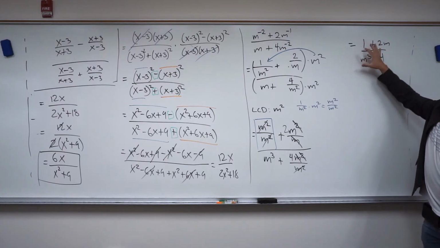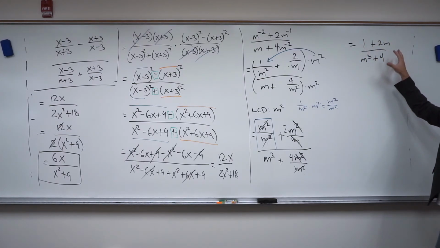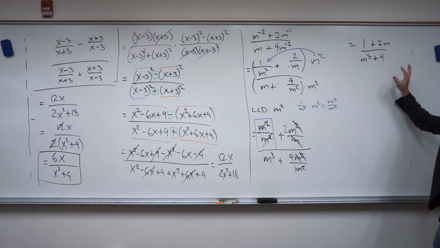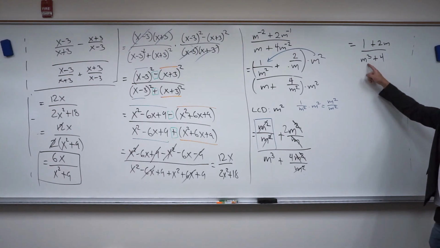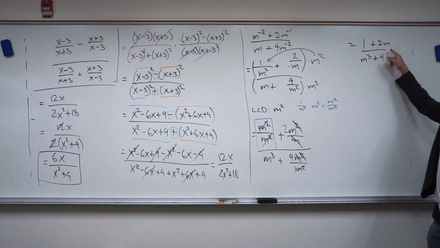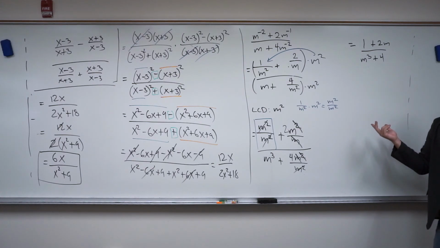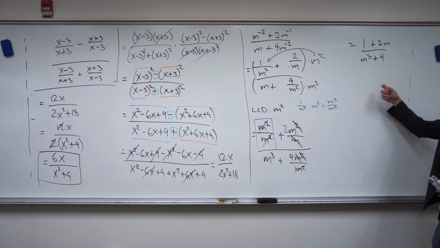So now what you need to do is just try to simplify this single fraction. But there's nothing we can do because we don't know how to factor this bottom, and the top has no factors either. So there's nothing that we can do to simplify. And that would be your answer.